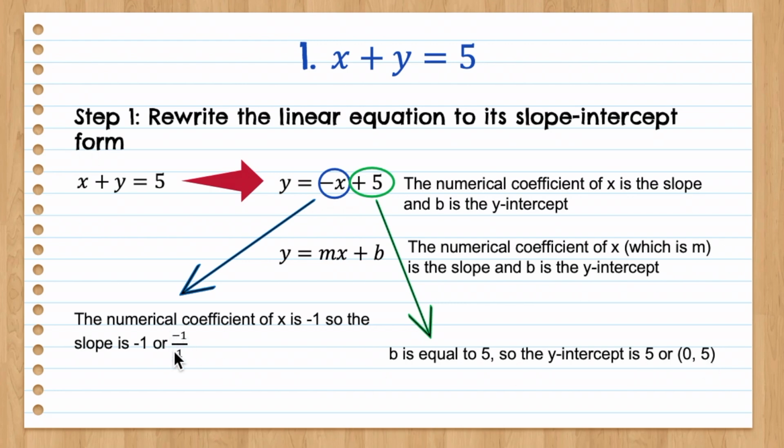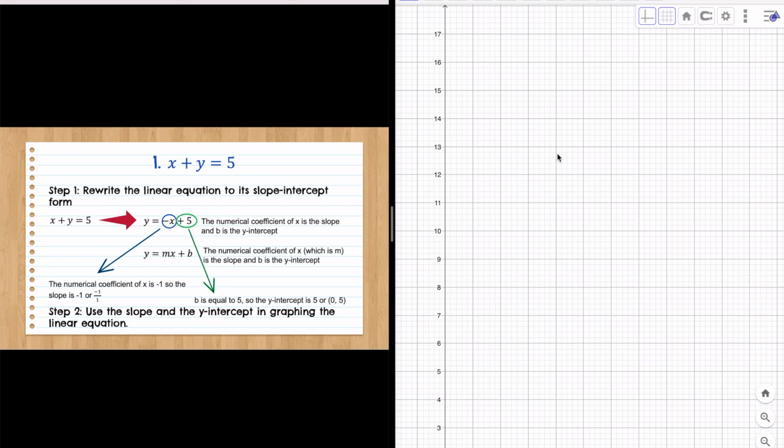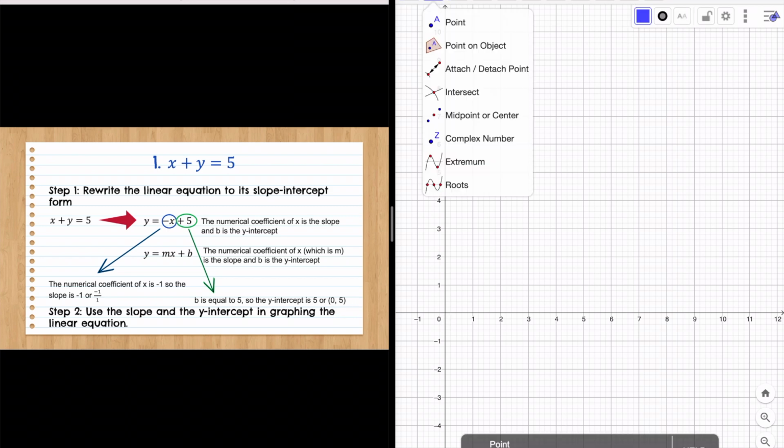So, ngayon, meron ka ng slope and y-intercept. You will use the slope and the y-intercept in graphing the linear equation. So, yung una, i-plot mo muna si y-intercept. So, that is 0, 5. Okay, so let's graph this given linear equation using its y-intercept and its slope. So, yung y-intercept mo dito, 0, 5. Uunahin mong i-plot yung y-intercept. So, 0, 5. So, nandito yon.